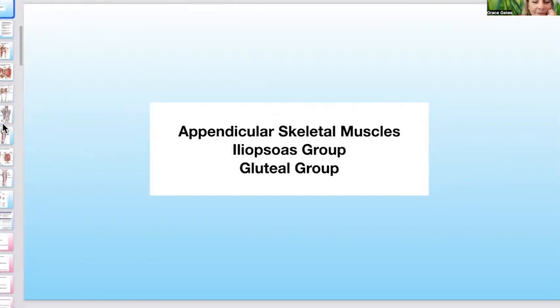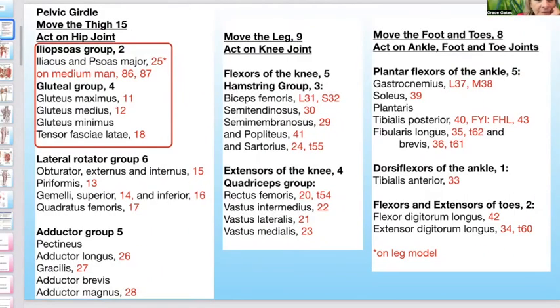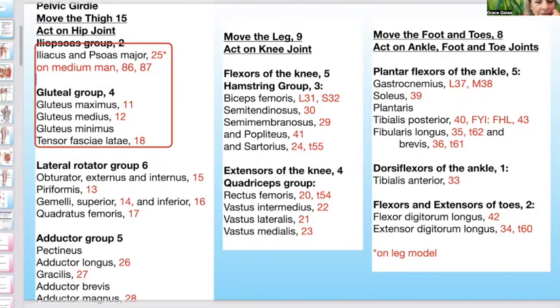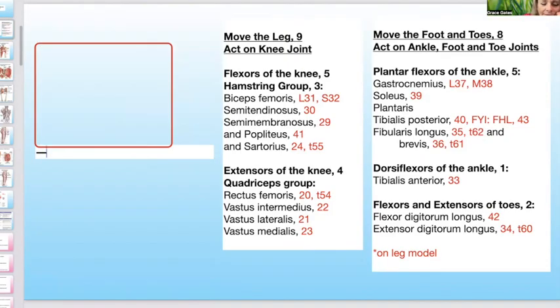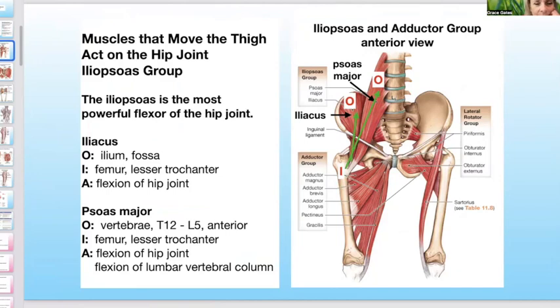Okay, so the appendicular skeleton, the iliopsoas group, and the gluteal group. I will talk about them in this next little block. There's our list again. Okay, so we're working on the side over here to the far left. All right, so let's start with the iliopsoas.